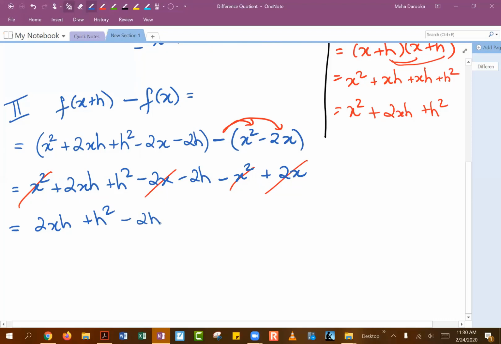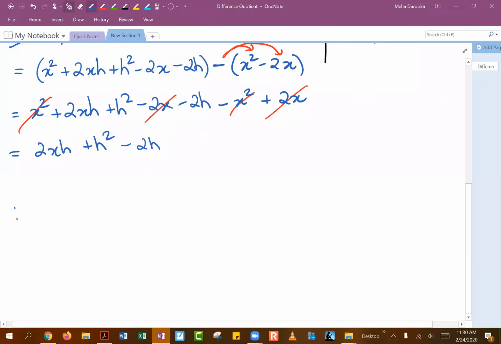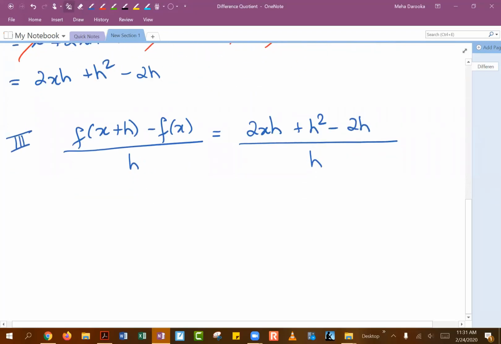And again, I had asked you guys this question last time, but what are we seeing common between all of these terms that are left behind? Yeah, each and every one of them at least has one h, because that actually now brings us to the very final step, which is dividing by this h in the denominator. So that will be our step 3, I guess, where we take the answer from step 2 and divide it by h. So that's 2xh plus h squared minus 2h, and everything divided by h, right?